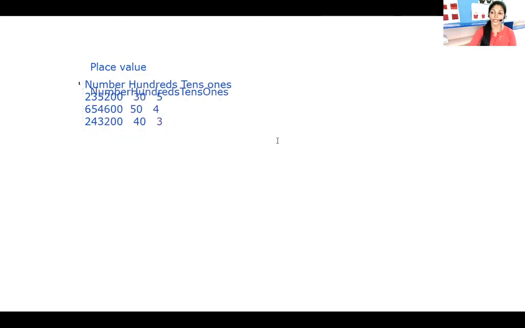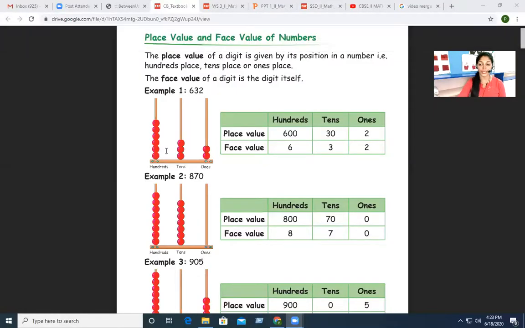Okay. So that is about the place value. So when I say face value, you will only write the number. Okay. So I will share the textbook with you. Yes, let me just share the textbook. And then we will do the exercise.